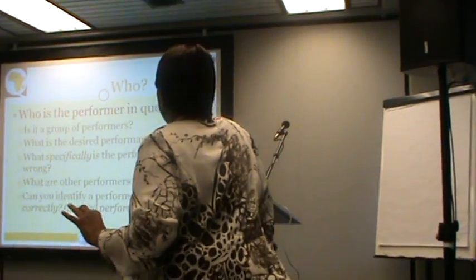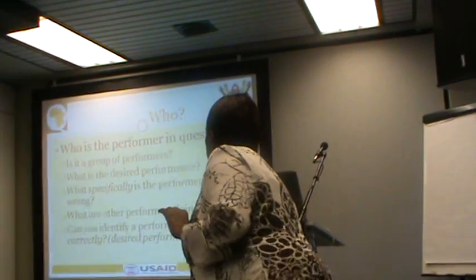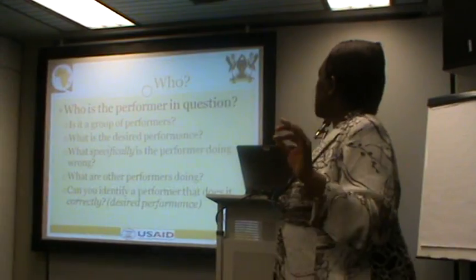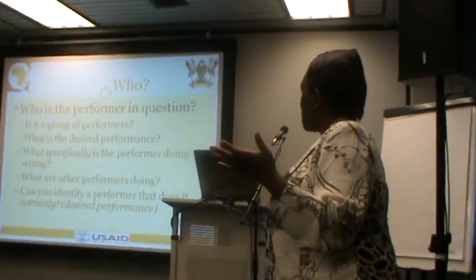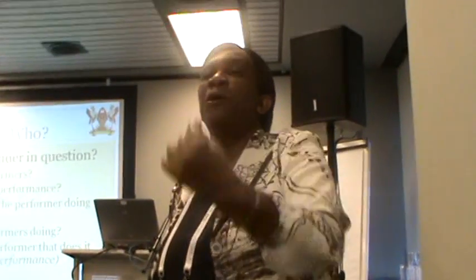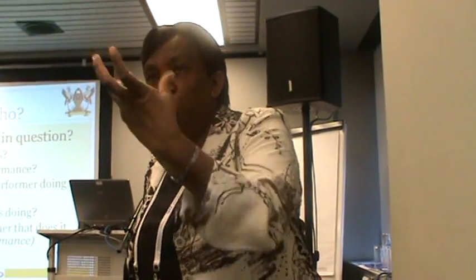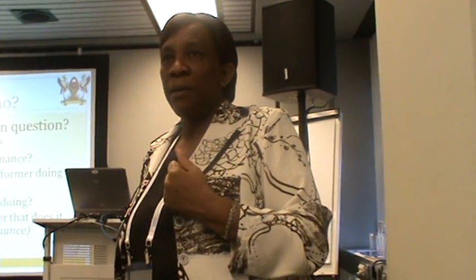Who exactly? Who is doing the performance? Is it a group? Is it a person? Is it 2 people, 3 people? Who is it? Then you have to be very clear, what is the desired performance? Because when you start dealing with who, you must also define what you are expecting from the who. This who, what are they supposed to be doing? Because that will tell you what they're doing and what they are not doing. What is going wrong?